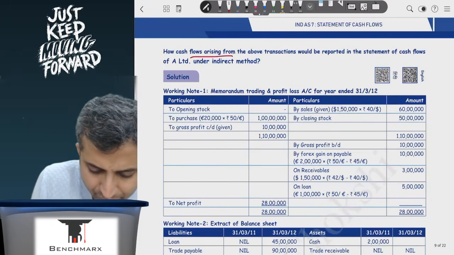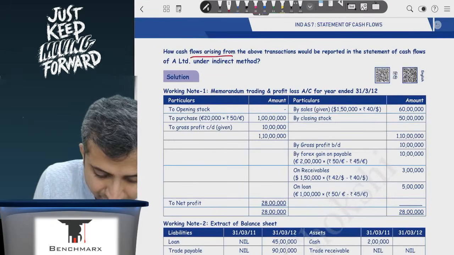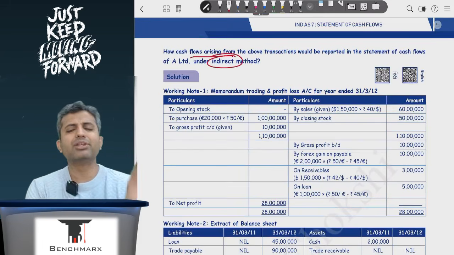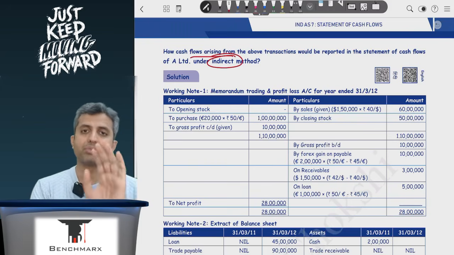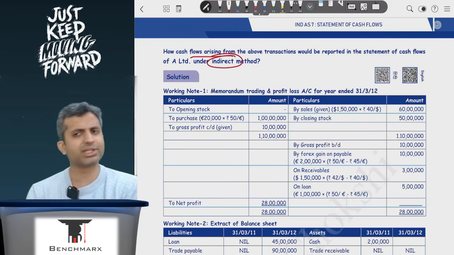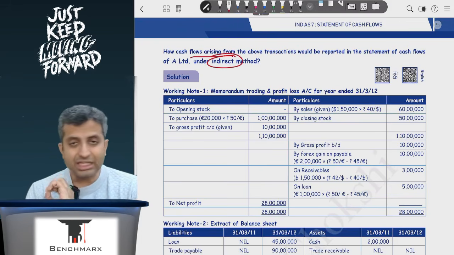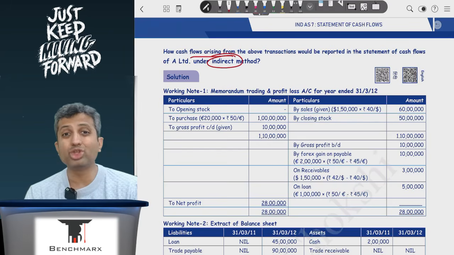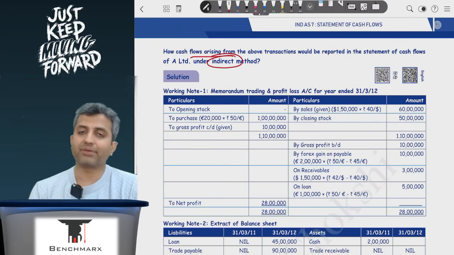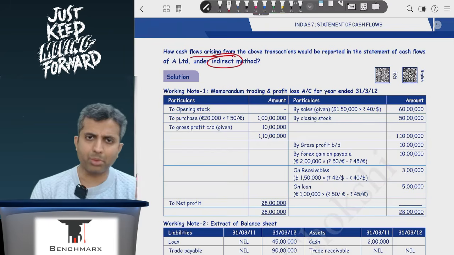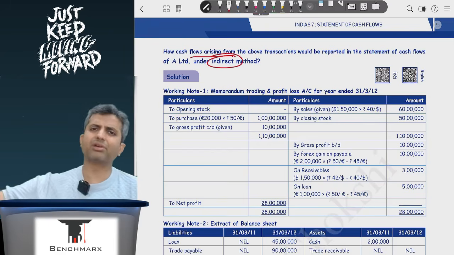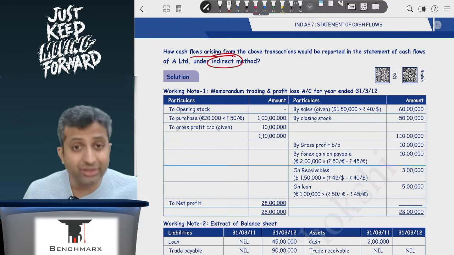How will the cash flows from the above transaction be reported in the statement of cash flows under the indirect method? Remember, if this was the direct method, you don't need to bother about anything. Under the direct method, cash collection from debtors will be 60 lakhs plus 3 lakhs, that is 63 lakhs, end of story. On creditors, you have not paid anything. Loan, you have received money, but that is a financing cash flow. It is directly 63 lakhs, which is cash flow from operations, and then from financing, I have converted that and I have received 50 lakh rupees, that's it.